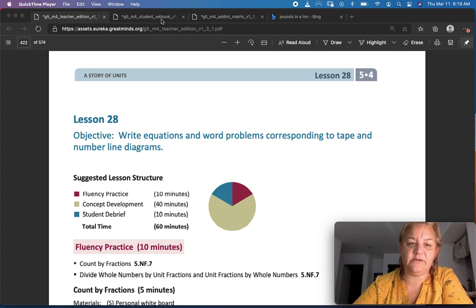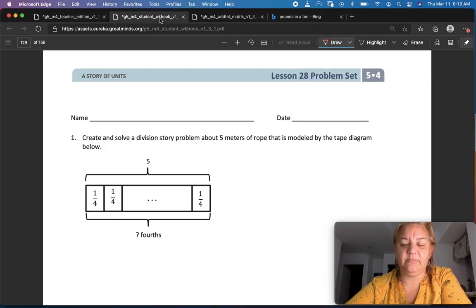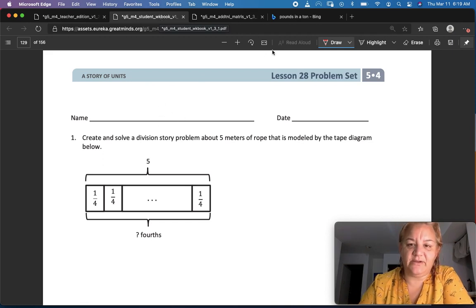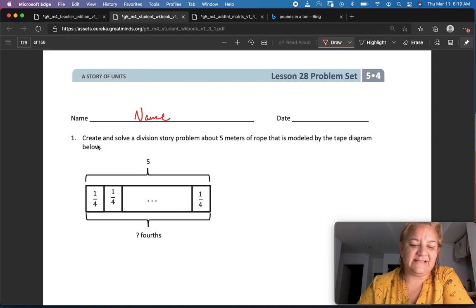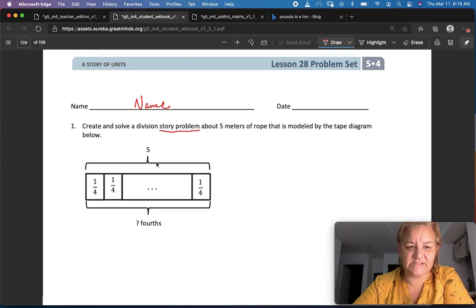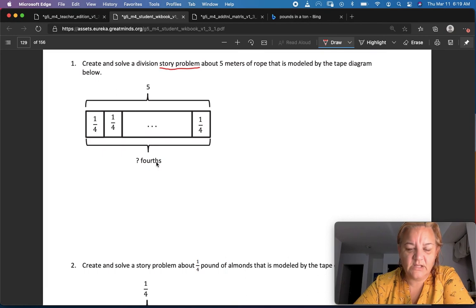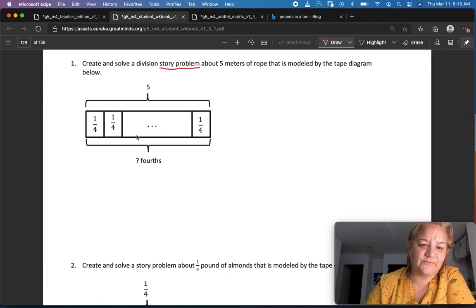Let's go right to our Learn book. Okay, Lesson 28, problem set. And don't forget to write your name on the paper. Thank you. Now, it says create and solve a division story problem. So you guys get to be writers today. About 5 meters of rope that is modeled by the tape diagram below. Okay, so we have 5 meters of rope.